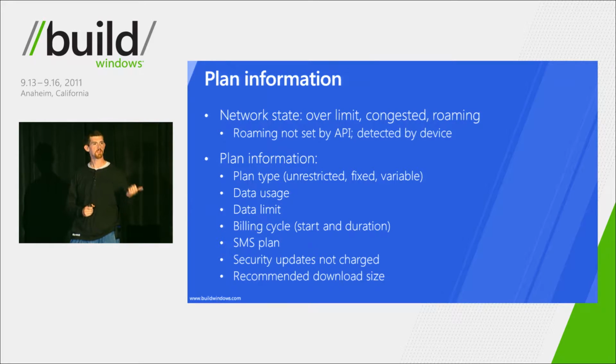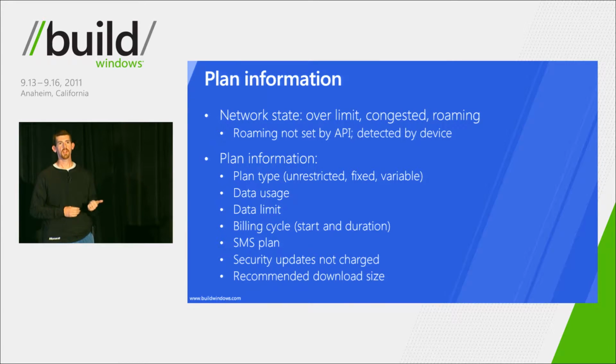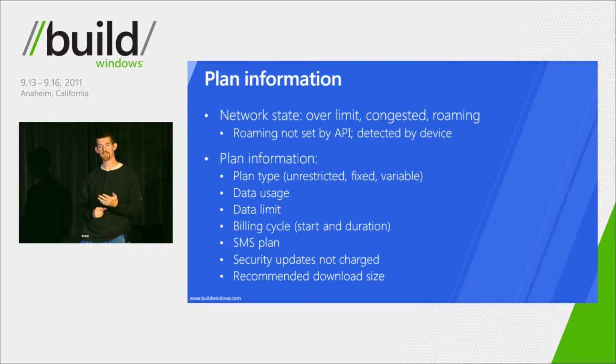You can tell us what the user's current data usage is, and you can tell us the limit that that's working against. You can give us the billing cycle, which lets us know when to reset that data usage number. Tell us whether there's an SMS plan, and other things that help hint the right behavior on a given network.